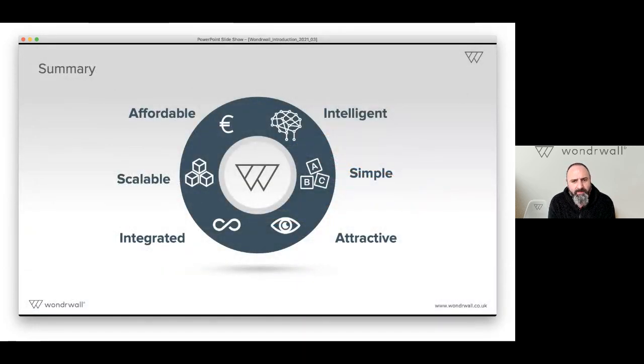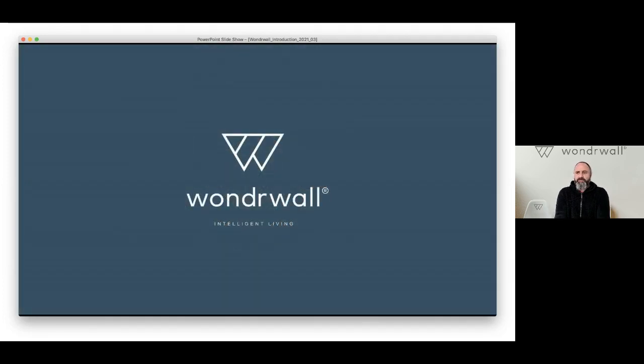So in summary, it's about affordability, it's absolutely about intelligence, it's about simplicity to use. The Wonderwall system is actually easier to use than a programmable thermostat because it programs itself. It's fully integrated and scalable and pretty as well. That's it from a presentation perspective. Any questions? Please pop them in the Q&A window and I'll endeavour to answer them.